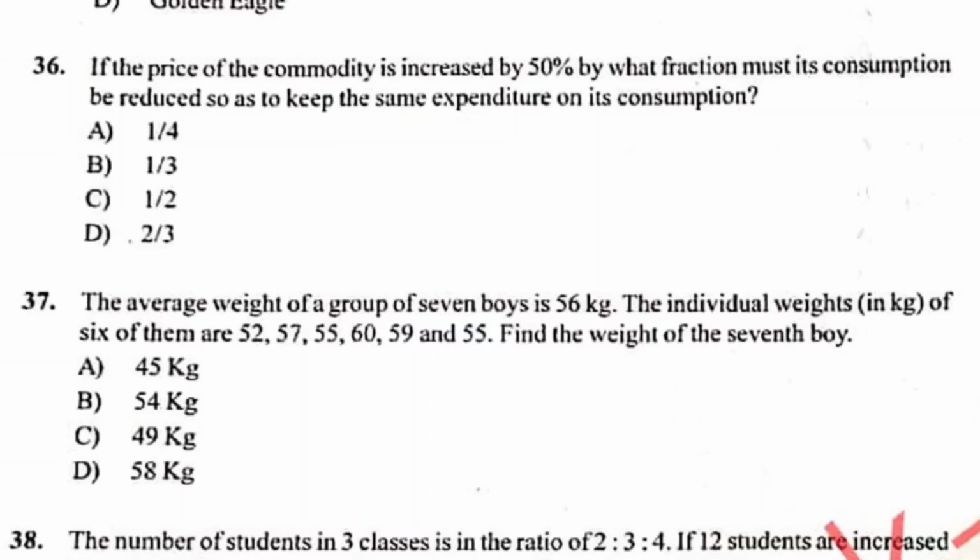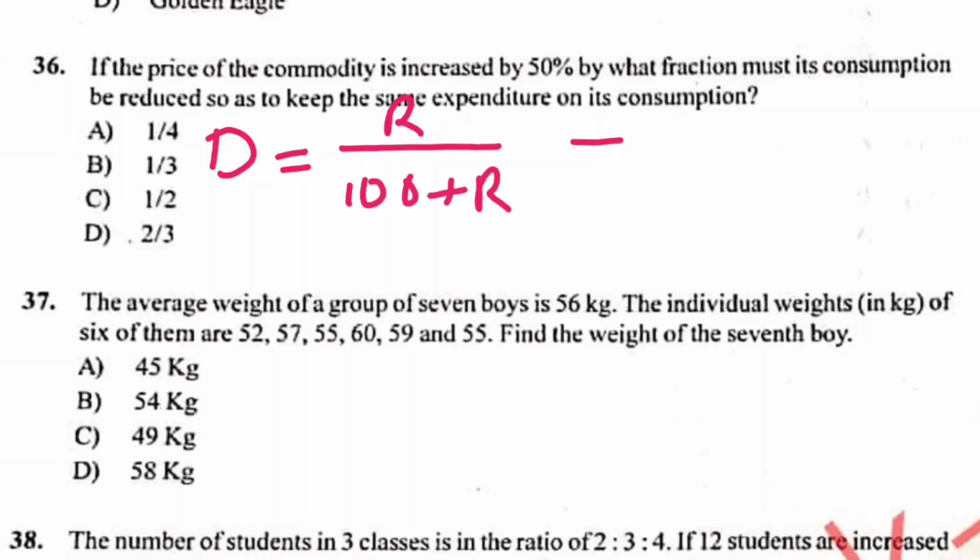Next question is, if the price of a commodity increases by 50%, by what fraction must its consumption be reduced so as to keep the same expenditure on its consumption? Okay, options are being given: 1 upon 4, 1 upon 3, 1 upon 2 and 2 upon 3. Okay, so the fractional decrease in the consumption will be equal to R upon 100 plus R, where R denotes the percentage increase in the price of the commodity.